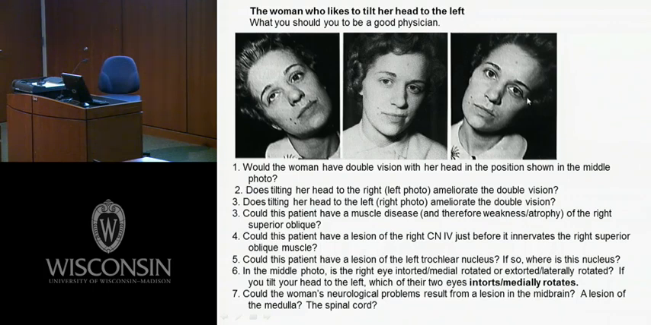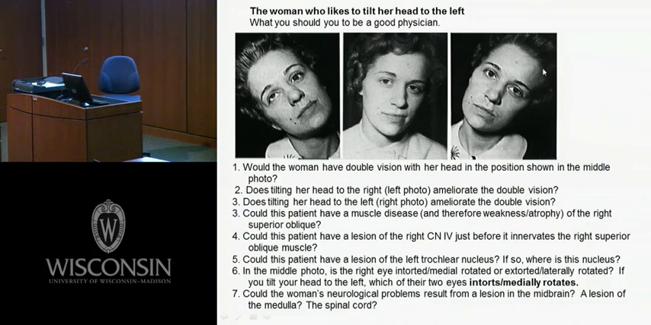Right here, you can see pretty well that her eyes are pretty much aligned. She's tilted her head to the left. Now, if she's tilting her head to the left, you're going to say she could have a right cranial nerve 4 lesion or a left nucleus 4 lesion. Do you get what I mean?